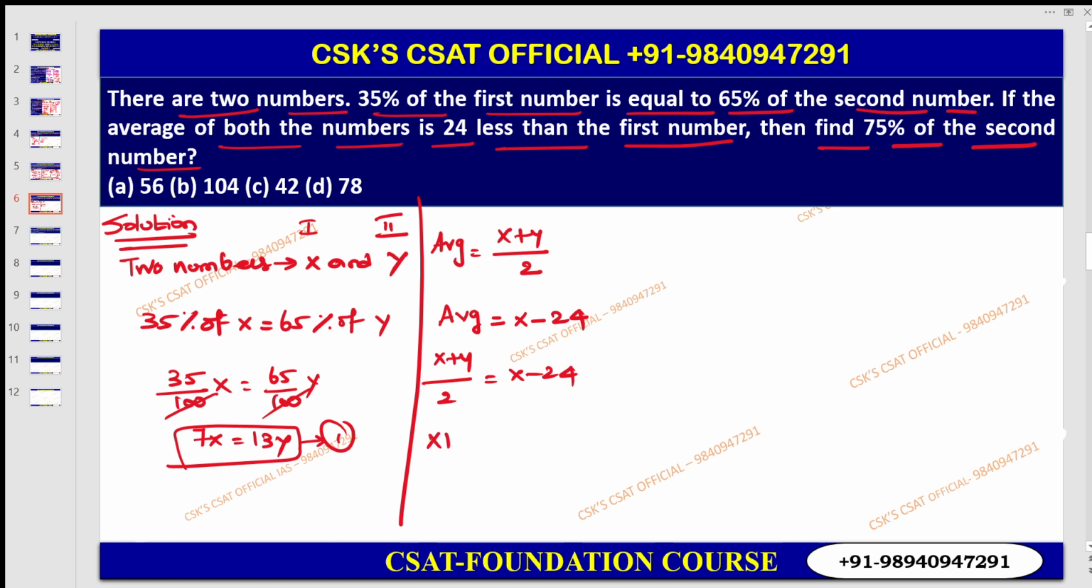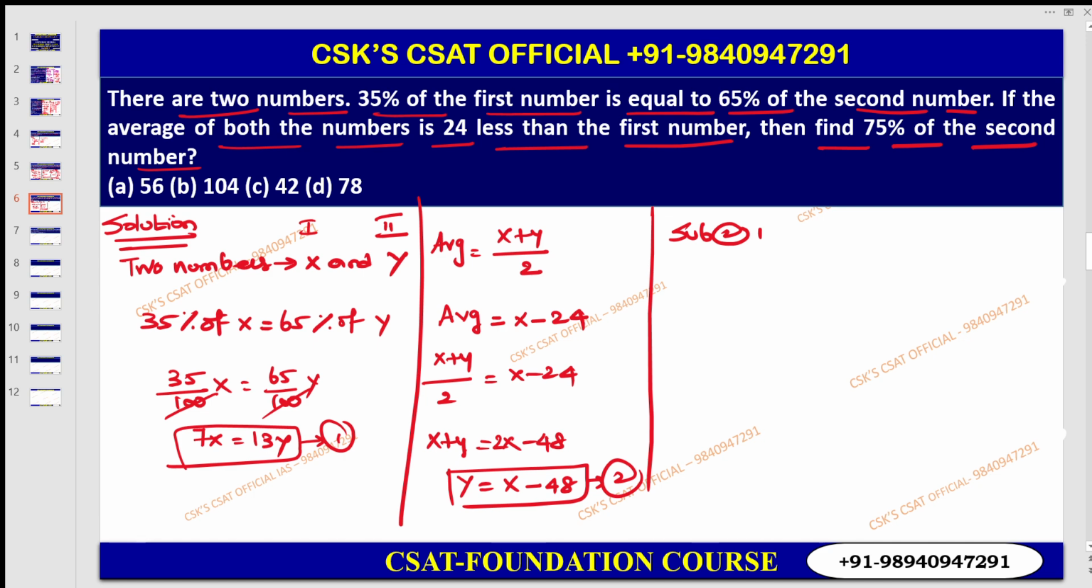Now cross multiply. x plus y is equal to 2x minus 48. Then you find the y. Bring that x towards the RHS. 2x minus x becomes x. So y is equal to x minus 48. Now keep this as equation number 2.